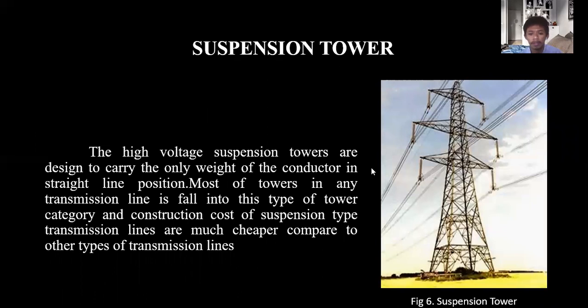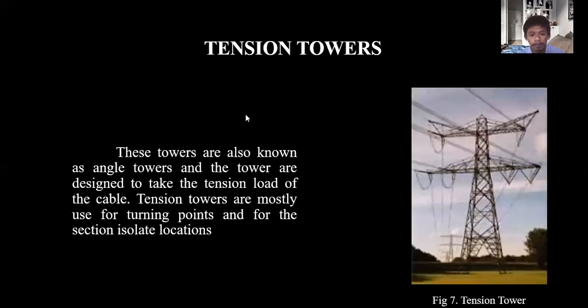Number one is suspension tower. The high voltage suspension towers are designed to carry only the weight of the conductor in a straight line position. Most towers in any transmission line fall into this tower category, and construction cost of suspension type transmission line is much cheaper compared to other types of transmission line.